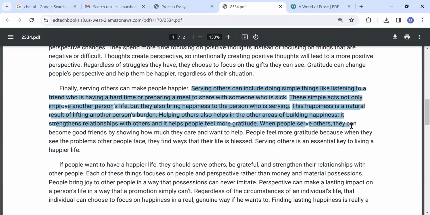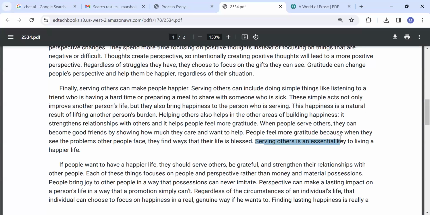feel more gratitude. When people serve others, they can become good friends by showing how much they care and want to help. People feel more gratitude because when they see the problems other people face, they find that their life is actually blessed. So these are all examples of how we serve others and the importance of serving others. And lastly, our essential statement, serving others is an essential key to living a happy life.